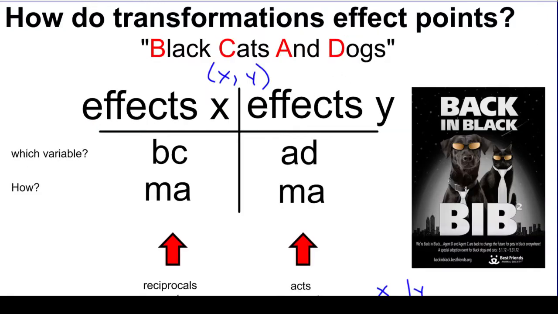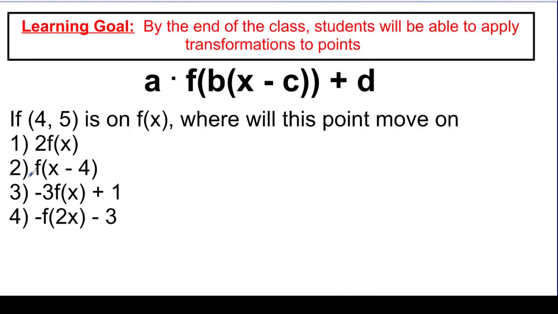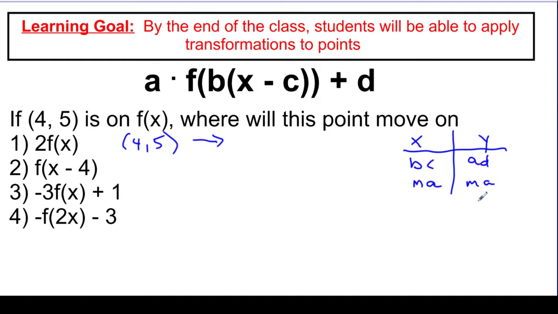If I go back to my chart again, it says that A is only going to affect the Y coordinate, and I'm going to multiply by the A value. So here's what's going to happen. I'm going to take my original point, 4 comma 5, and let me write the chart over here again in its shorthand form: X and Y could be changed, B and C are going to affect only the X value, A and D are going to affect only the Y value, B affects using multiplication, C using addition, A multiplication, D addition. Because I'm talking about an A value, that's what 2 is, A is only going to affect the Y coordinate. So that would be our 5.